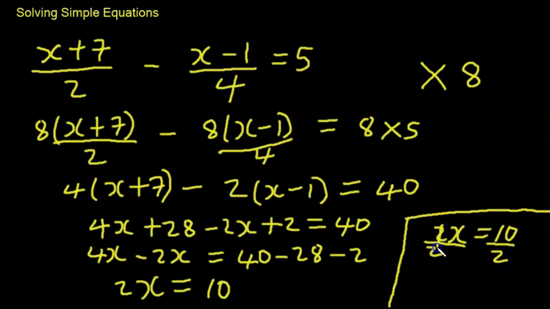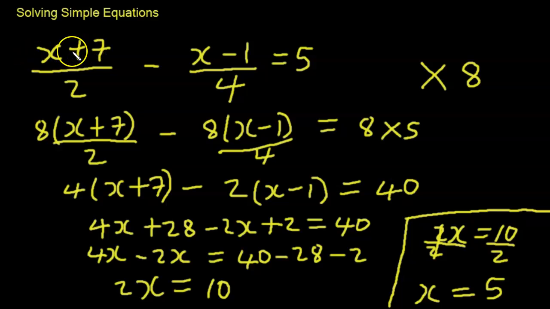So 2 into itself is 1, so we're left with 1x or just x. So 10 divided by 2, so x equal to 5. And again, you can always test your solution by replacing x in the original equation, replacing the x with 5. So here we have 5 and 7.